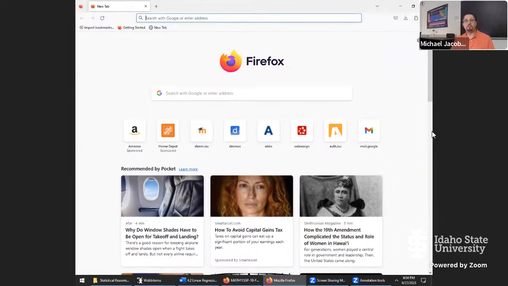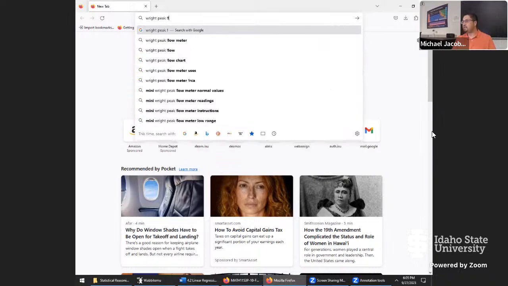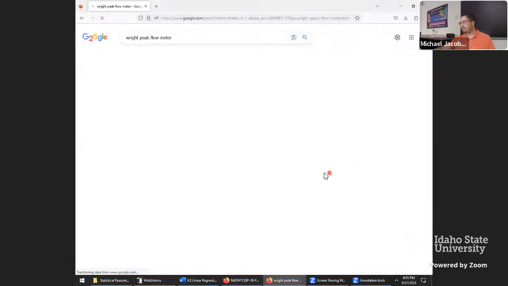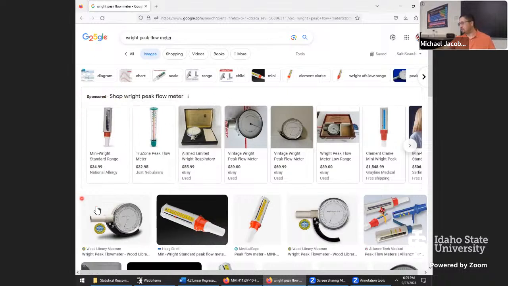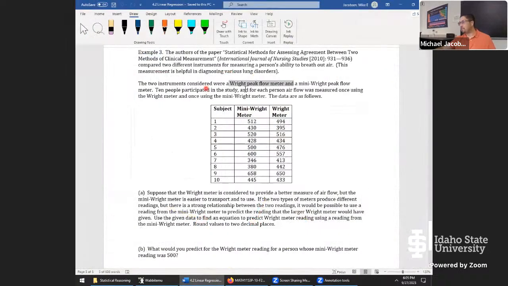For me, reading this problem, I was not quite sure what I was getting into when I read that. So, Wright peak flow meter. Let's just take a look at all the images here. This is what we're getting into. So the idea is you take one of these devices, some of them look old or just more bulky or maybe more accurate. You blow through it and it's just going to measure how strong your lungs are once you do one of these kinds of tests. So that's what's going on with the context right here.